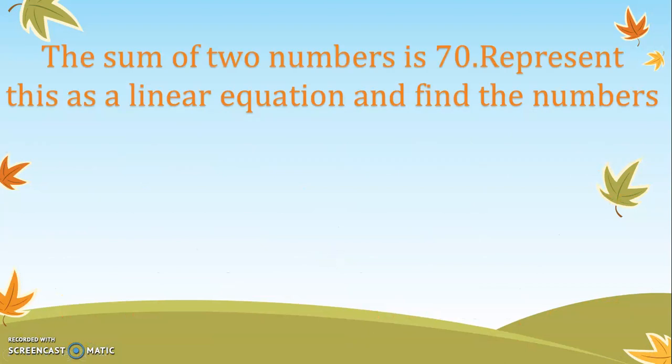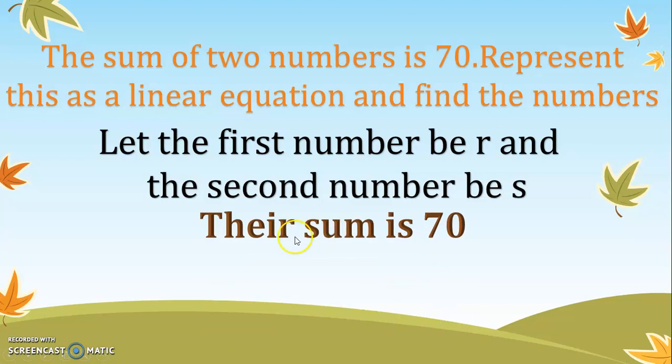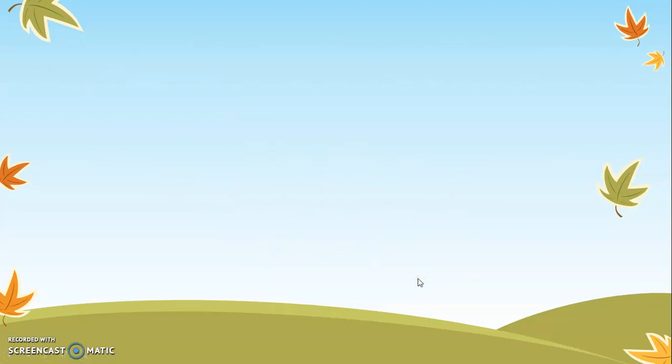Now let us look at another example. The sum of two natural numbers is 70. Represent this as a linear equation and find the numbers. Let the first number be small r. This is the variable r, and the second number will be small s. You can use any two variables. There is no requirement that you should be using only x and y. It's up to you. What we know is their sum is 70. So r plus s is 70. This is the required linear equation.